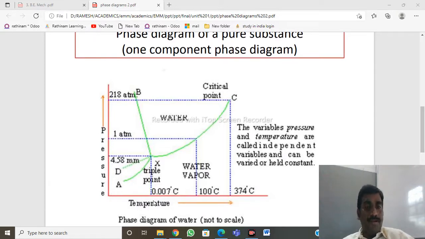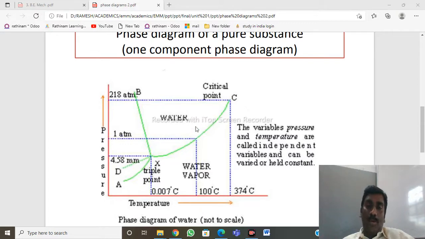If we consider 0 degree centigrade, so this is 0.007 degrees centigrade, that means almost 0. Up to this point, this water will be in the solid state, ice, and from 0 degree to 100 degree centigrade, up to this state, it will be partially a liquid-solid solution, and then a completely liquid solution. So this is nothing but water, a complete liquid state.